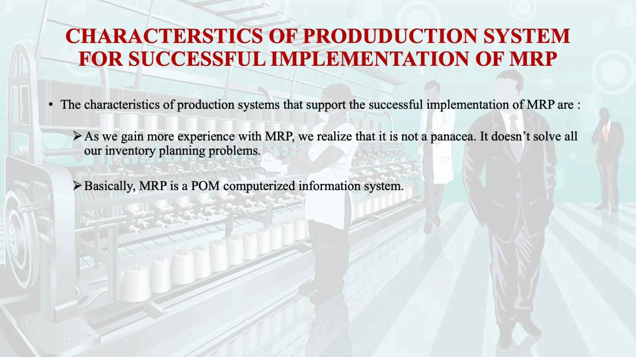Basically, MRP is a computerized information system for production and operations management. Sometimes people say that if we implement MRP, we will improve production efficiency. But MRP is computer software, and effort is needed from our side, from the human side. Only then can MRP, or the computer-based system, give you better results.